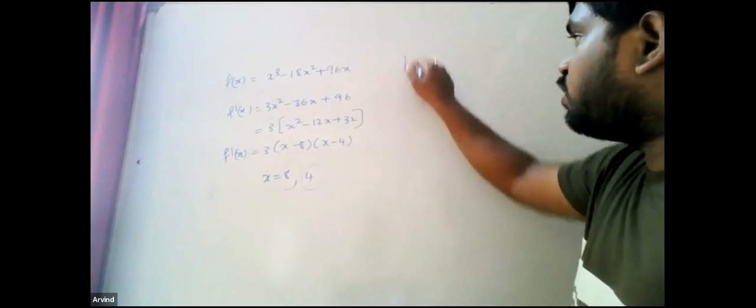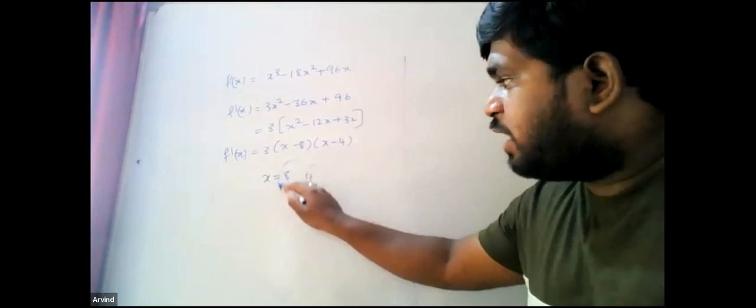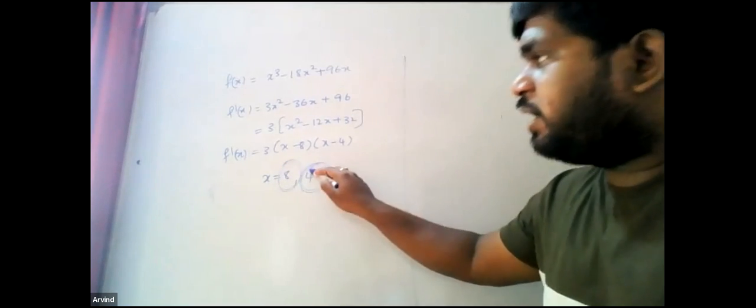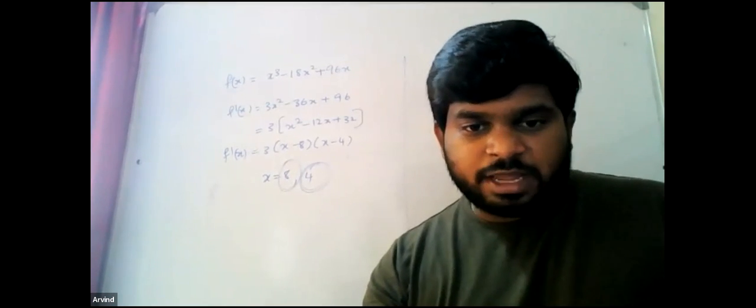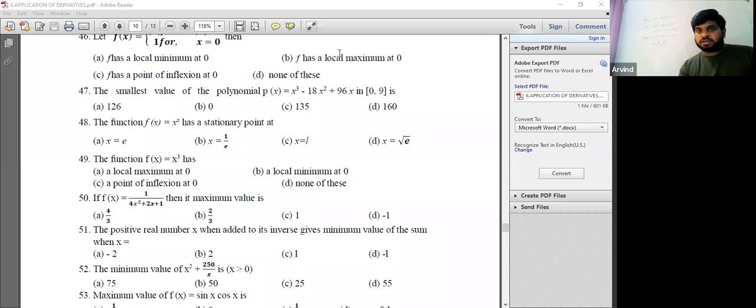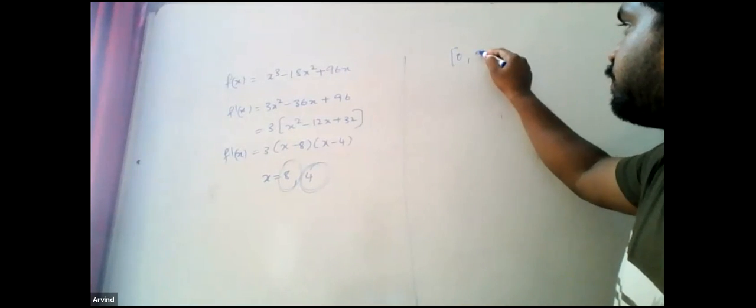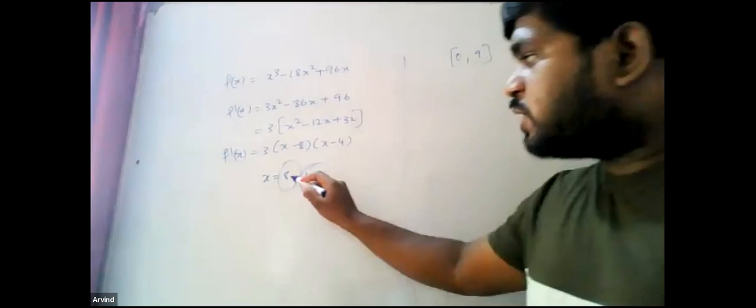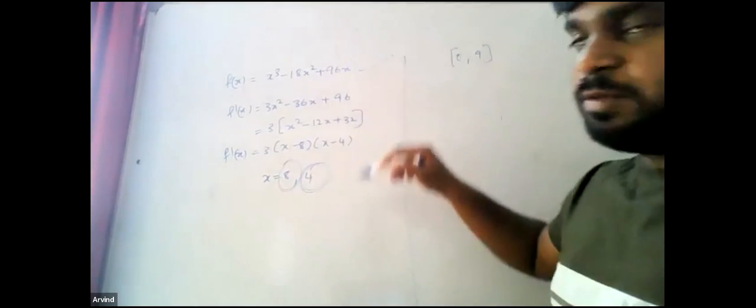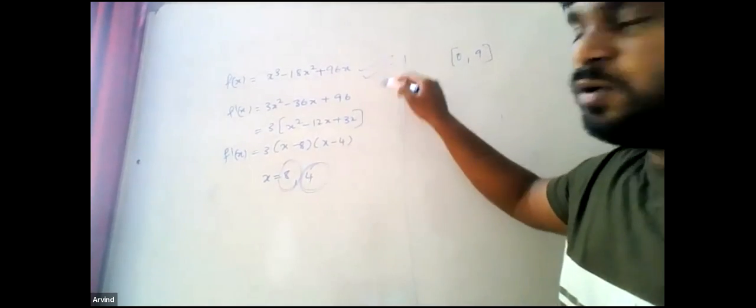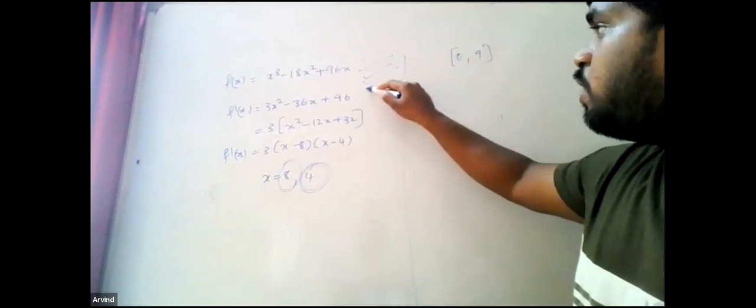In that case, what you have to do is find the value at this point, and the end points in the given interval. Now they would have given an interval. In this question it is 0, 9, a closed interval. So you find the value at x is equal to 8, x is equal to 4, x is equal to 0, x is equal to 9.